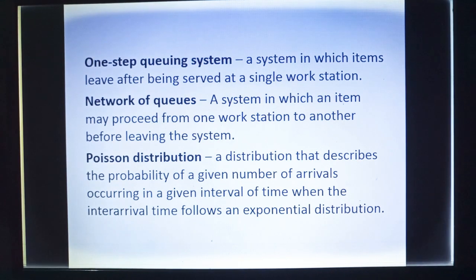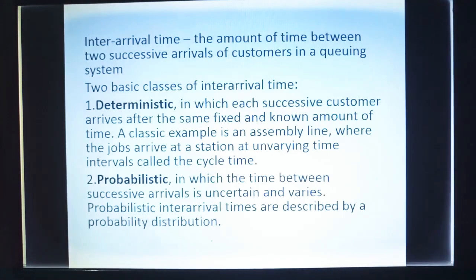And then form another line for another processing. Okay, Poisson distribution: this is a distribution that describes the probability of a given number of arrivals occurring in a given interval of time when the inter-arrival time follows an exponential distribution. We have here the term inter-arrival time. This is the amount of time between two successive arrivals of customers in a queuing system.